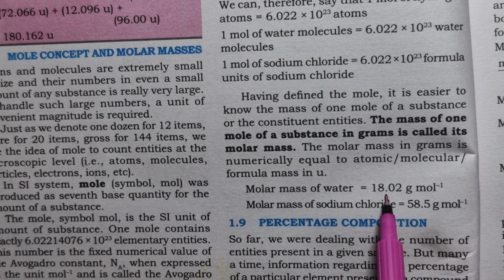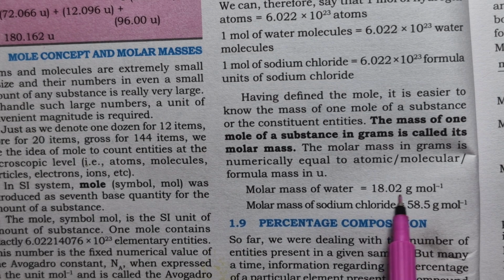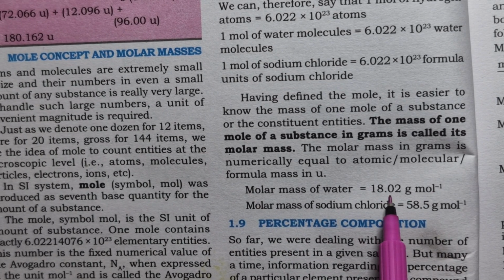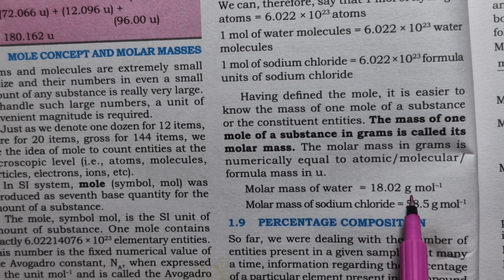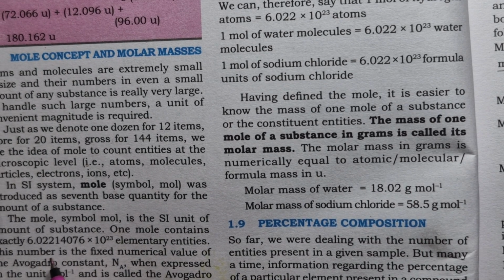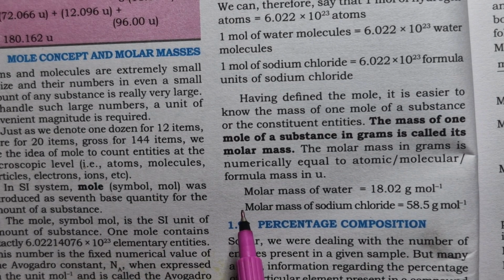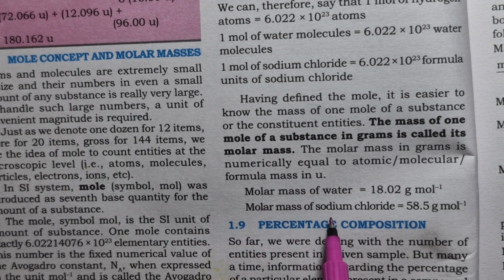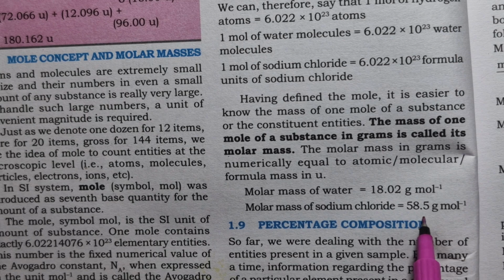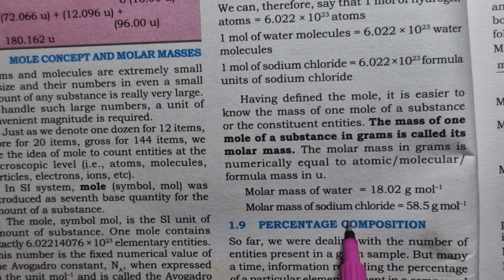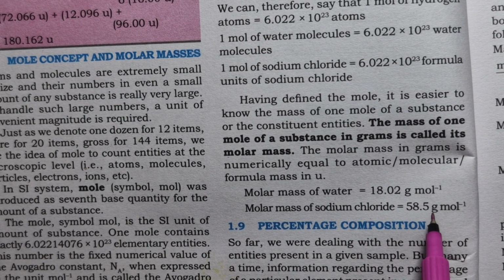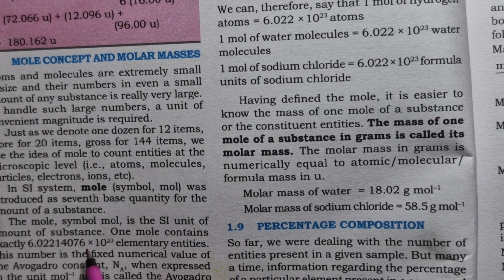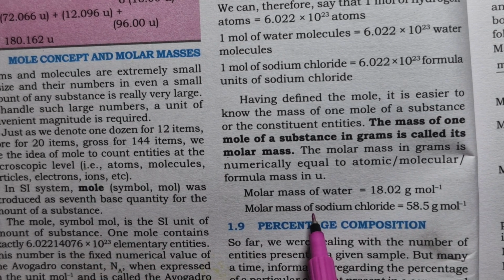So what does it mean? 18.02 gram is the mass of 1 mole of water. Otherwise, 18.02 grams is the mass of 6.022 into 10 power 23 molecules of water. Same way, the molecular mass of sodium chloride is 58.5 U. But if I say molar mass, then 58.5 gram is the mass of 6.022 into 10 power 23 molecules of sodium chloride.